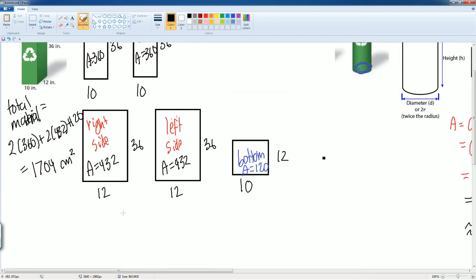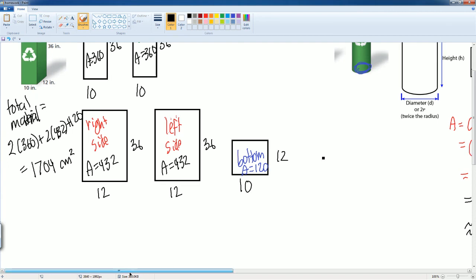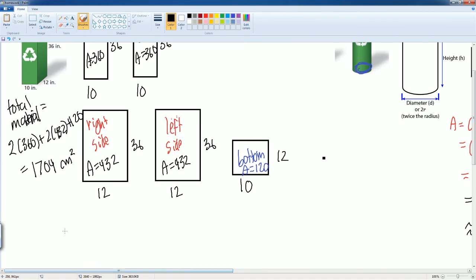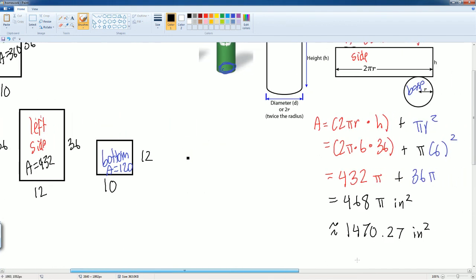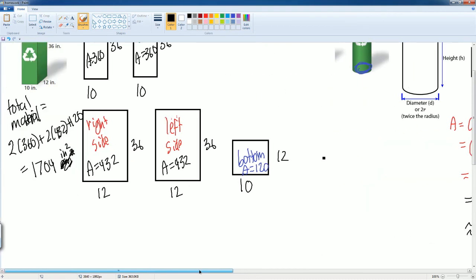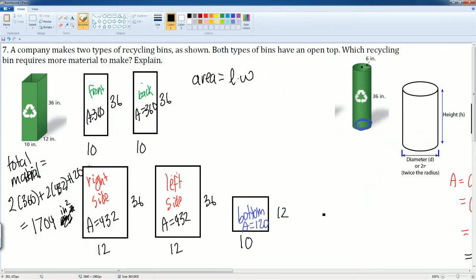Now you can compare it. The rectangular recycle bin is bigger, 1740 centimeters squared. Sorry, not centimeters squared. It should have been inches. It says inches right here. So 1740 inches squared, while the cylindrical one is only 1470 inches squared. So we would say that the rectangular bin requires more material to make. There you go.